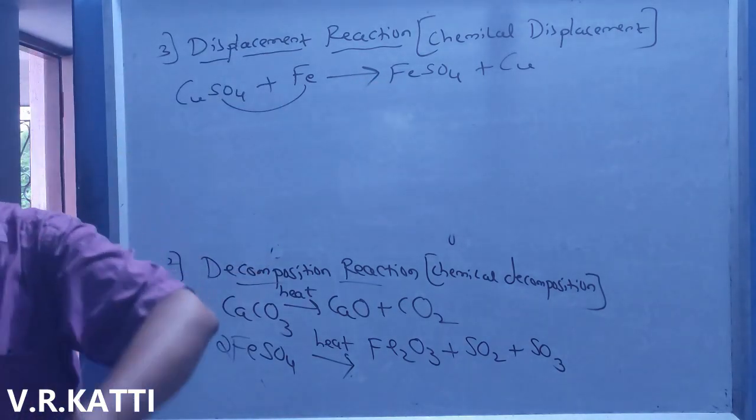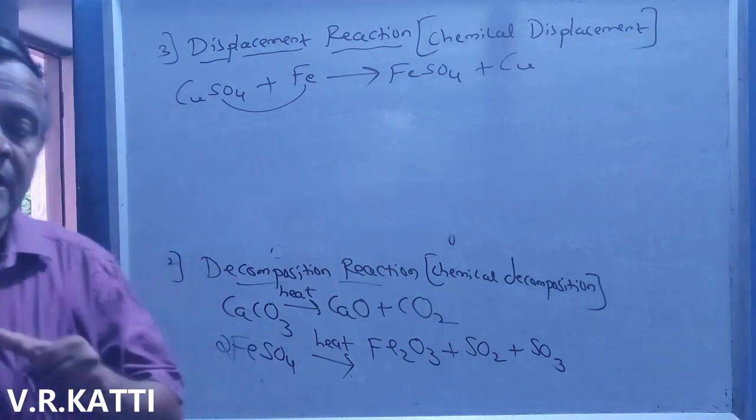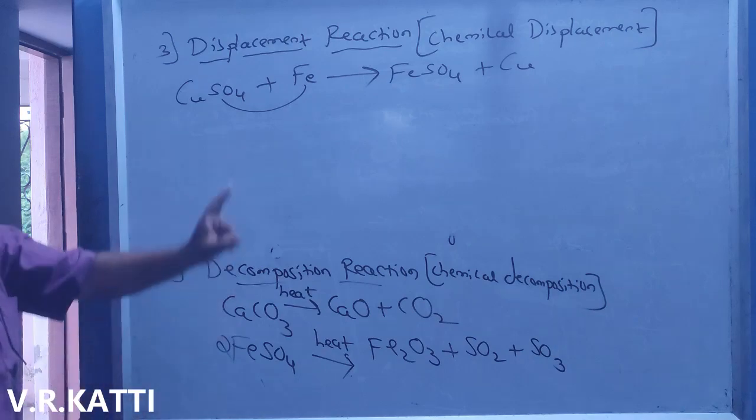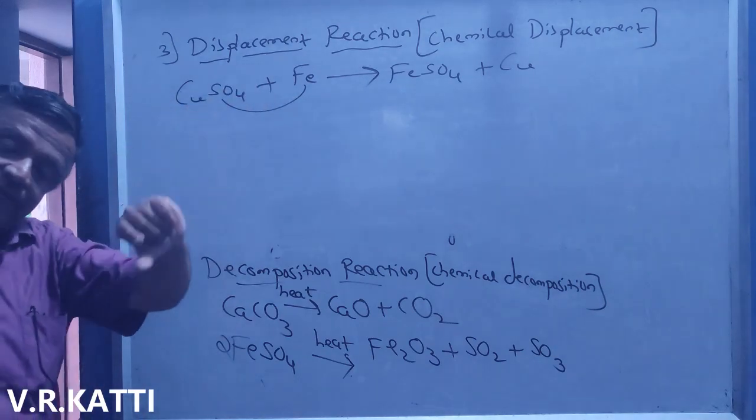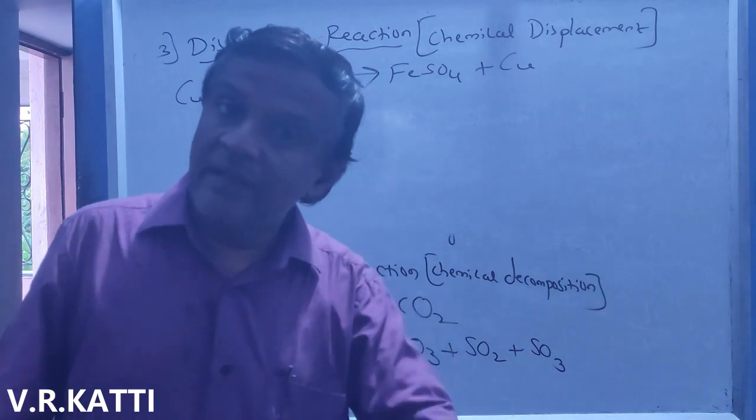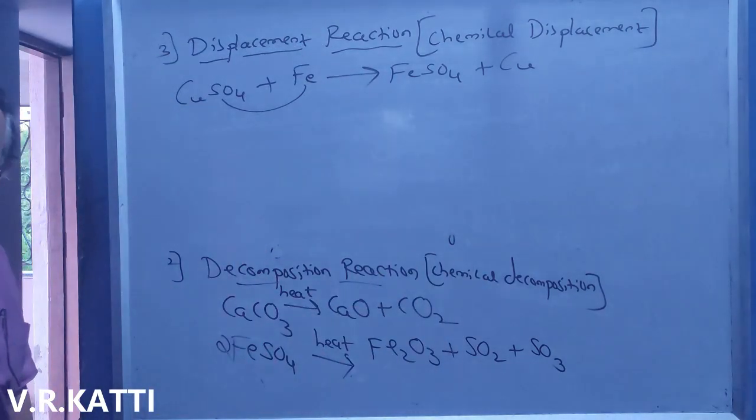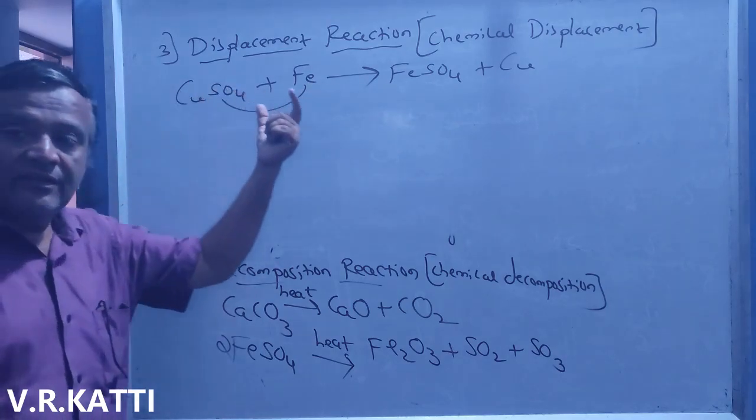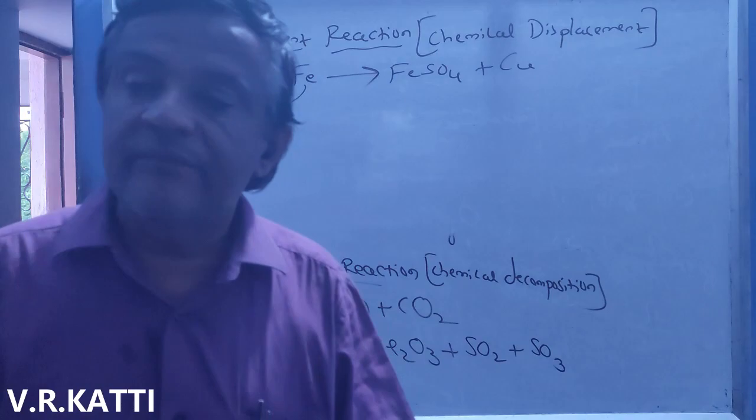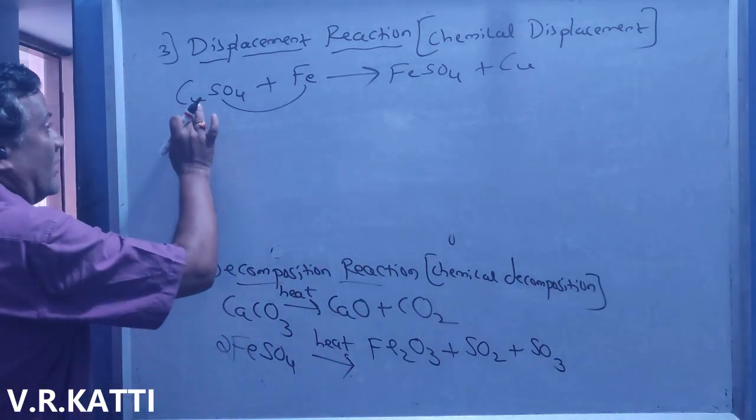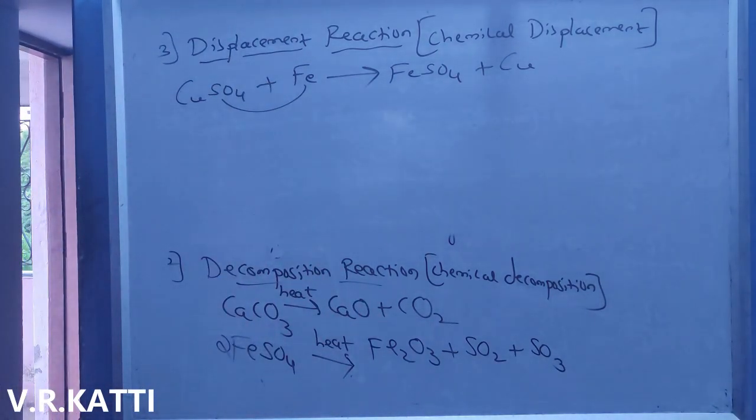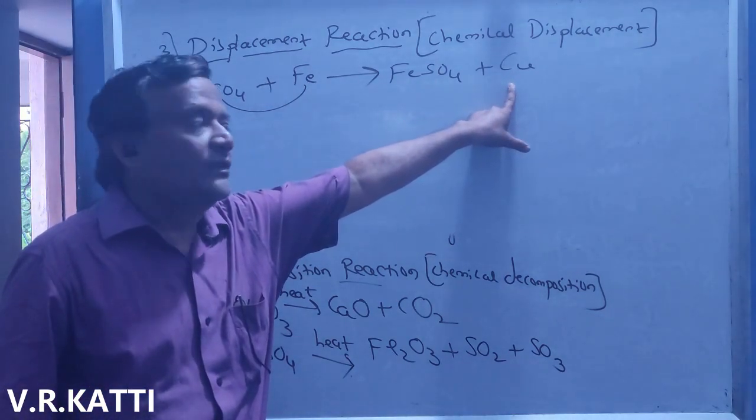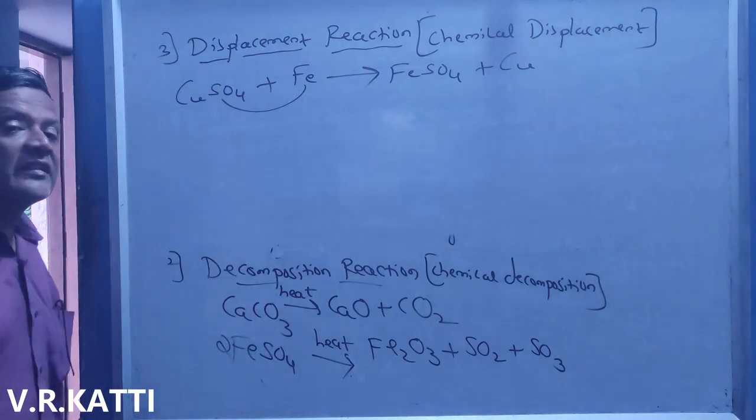In place of copper. Why? Because iron is more reactive than copper. So that is why it can displace copper from copper sulfate solution. So iron is more reactive than copper. That is why iron can displace copper from copper sulfate solution. So here we have written plus Cu. So this is the displacement reaction.